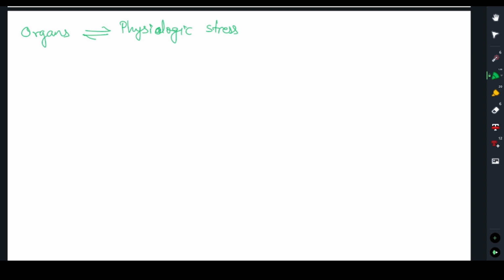Now whenever you change the stress, either you increase it, or you decrease it, or you change the type of stress, the organ will have to adapt to it. The organ will have to counteract it, and the changes occurring in the growth of the organ in order to counteract the changes in the stress are referred to as growth adaptation. Okay, so now we will be coming to our first growth adaptation. We will be discussing hypertrophy and hyperplasia together.